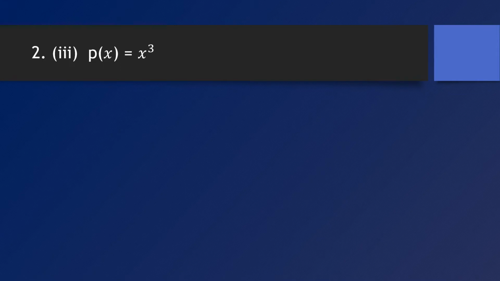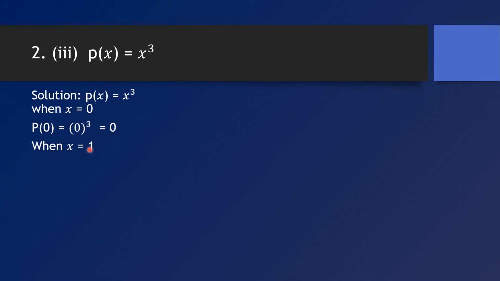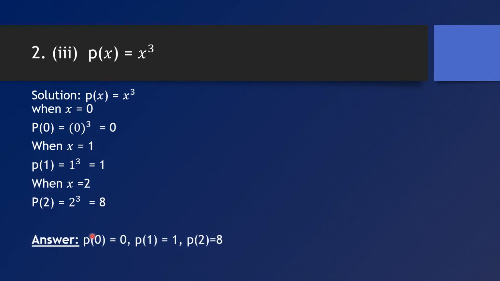Now let's take third question, that is p of x is equal to x cube. In this question also we need to put x is equal to 0 in first case, that will be equal to 0. When we will put x is equal to 1, it will be 1 cube, that is again equal to 1, and when we will put x is equal to 2, then it will be the cube of 2, that is 8. The concluding answer can be p of 0 is equal to 0, p of 1 is equal to 1, and p of 2 is nothing but 8.